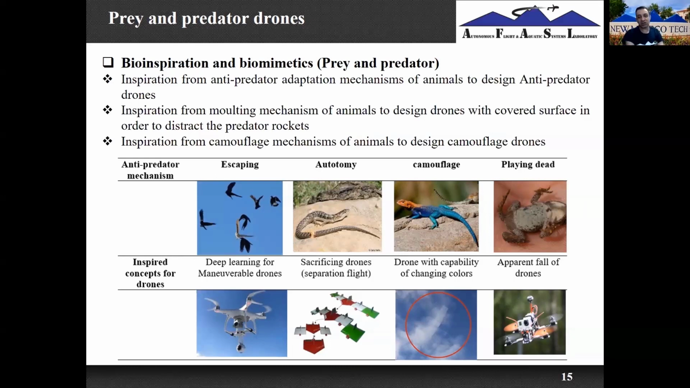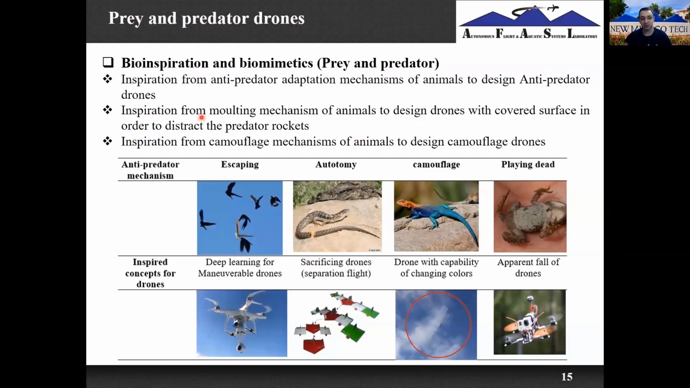So if you look at the nature, there are different ways that animals apply in order to escape from the predator. So for example, how small birds can escape from a predator bird, or how a lizard is sacrificing the tail to rescue the rest of its body, or how a lizard is changing its color for camouflage, or how a frog is playing dead. Inspired by these phenomena, we are looking at some concepts or optimized systems that can be applied in the drones in order to save them from predators.